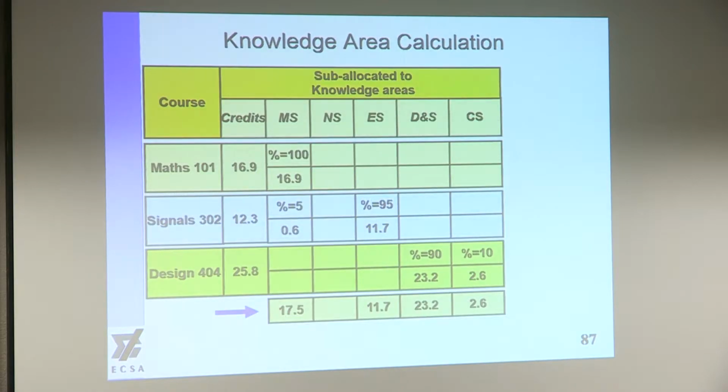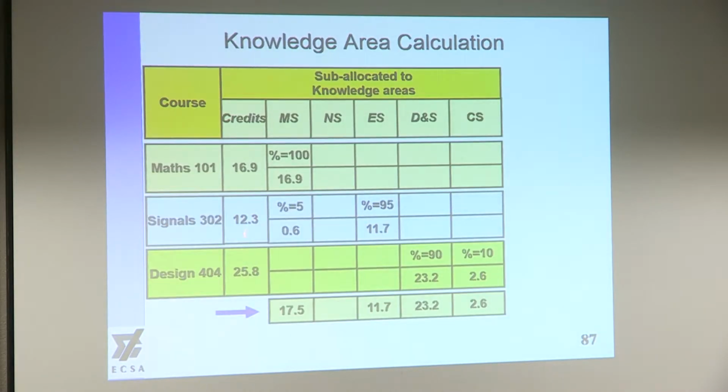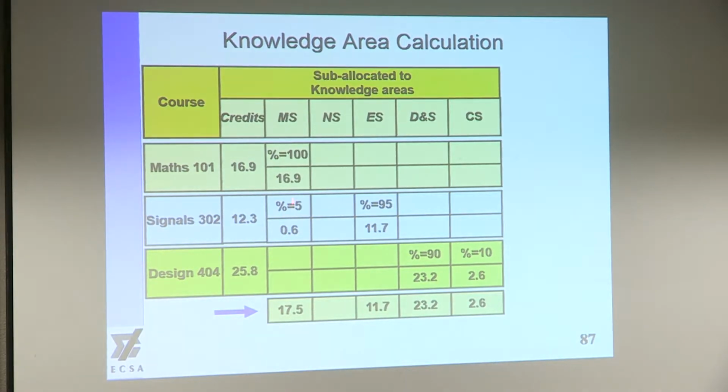So in here, I'll show you where this is going to go. Credit, 100% thereof. And again, Signals 302, if you remember, it's coming from here. 12.3 credits. And 5% thereof is mathematical science, 95% is engineering science. That's how you're going to submit this as well. So there's a rigorous exercise that must be done by the institution to prove this. Now, if you check in here, it's 0.6 of the credits that goes to the 5% and 11.7 that is coming from there. That's the 95% for the engineering sciences.